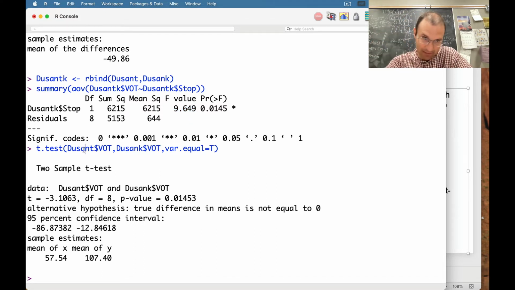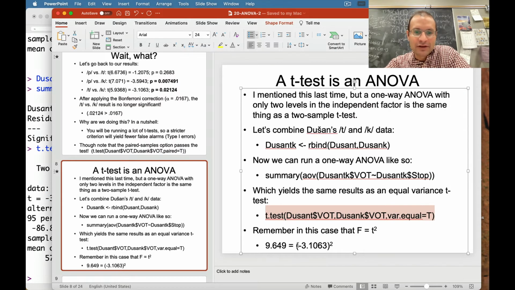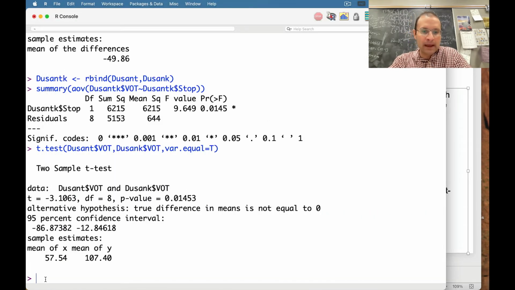If I apply a t-test to the same combination of data and specify that the variances are equal, I get the exact same p-value of 0.0145, which is significant again. I don't get my little star, so maybe I don't feel quite as special with the t-test, but it's telling me the same thing. Interestingly enough, the degrees of freedom for the residuals and the t-test are the same. My t-value is a little bit different. It's negative 3.1063, but as I mentioned here, if you square that, you get the F value for the one-way ANOVA.